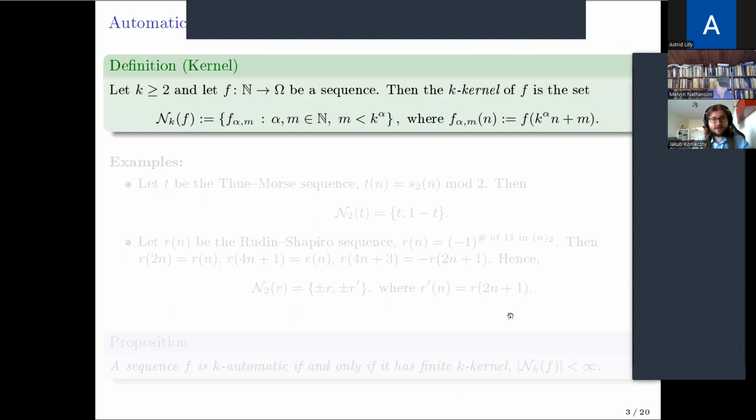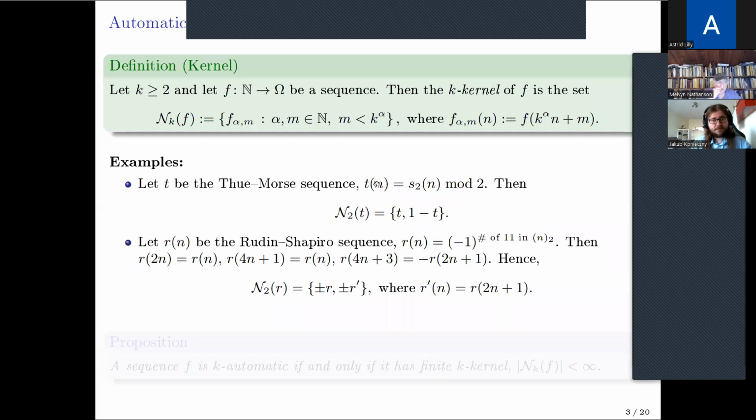Another point of view has to do with kernels. The k-kernel of a sequence f consists of all possible restrictions of f to a residue class modulo a power of k. So for instance, for the 2-Morse sequence, the kernel consists of the sequence itself and one minus the sequence, so kind of the reversed sequence.